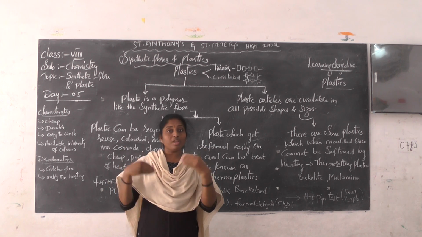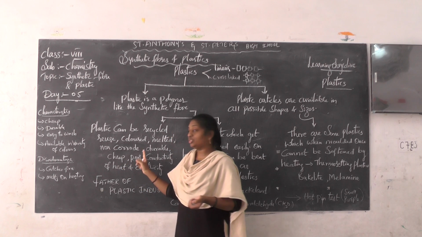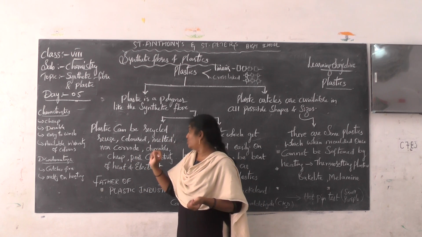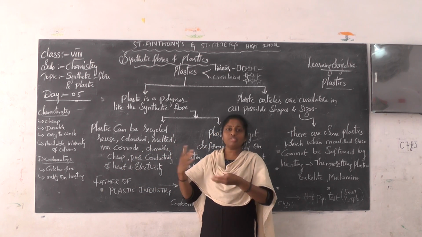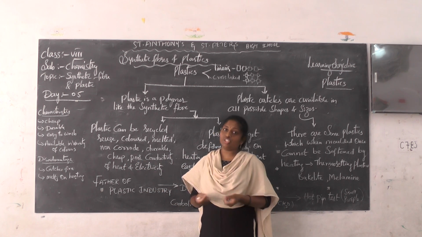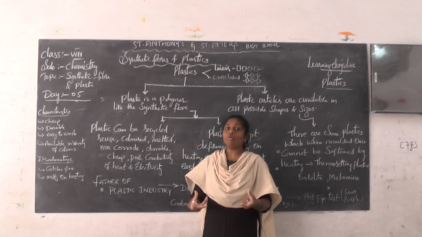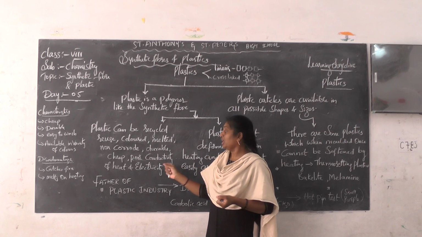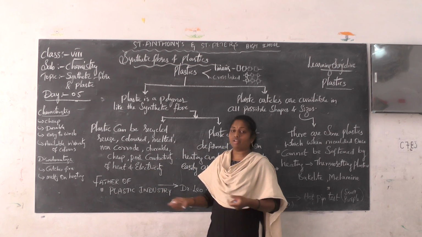But here, no reaction takes place in the plastic. So it is non-corrodible in nature. And it is durable. Durable means you are able to change it into different shapes. And next, it is very cheap. Very easily, at a low price, you will get this plastic. Next, it is a poor conductor of heat and electricity.